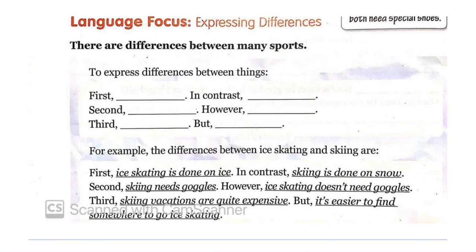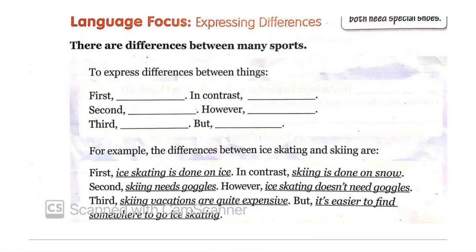Example: the differences between ice skating and skiing are, first, ice skating is done on ice. In contrast, skiing is done on snow. Okay, so in contrast here is what we call a linking word to show that the second sentence, the second idea, is different from the first idea. Now you got this one.